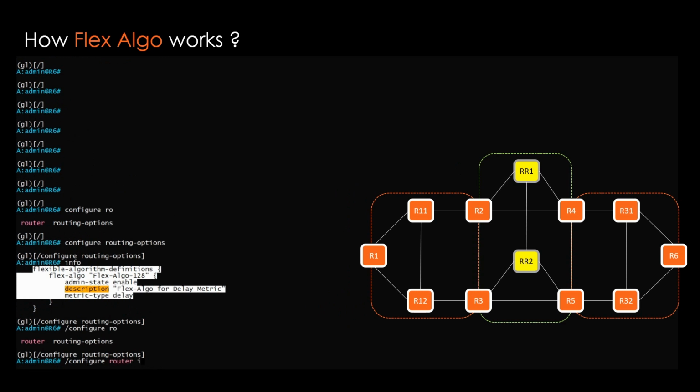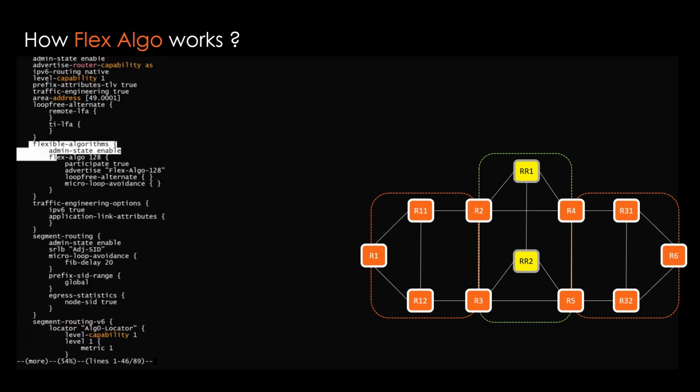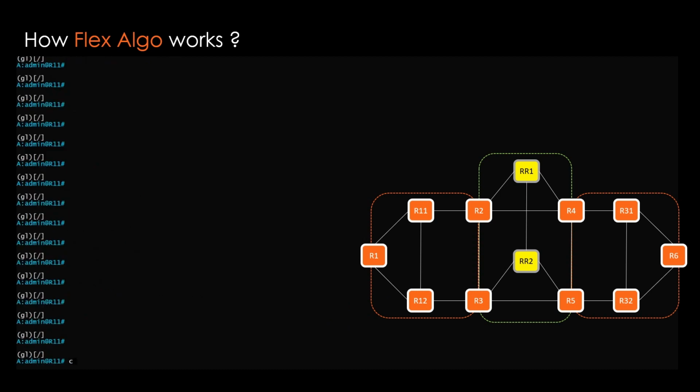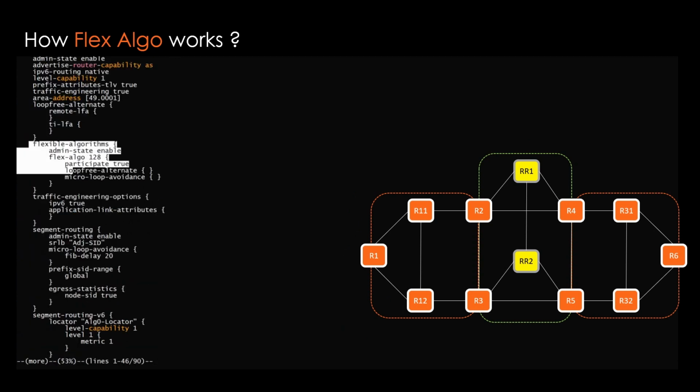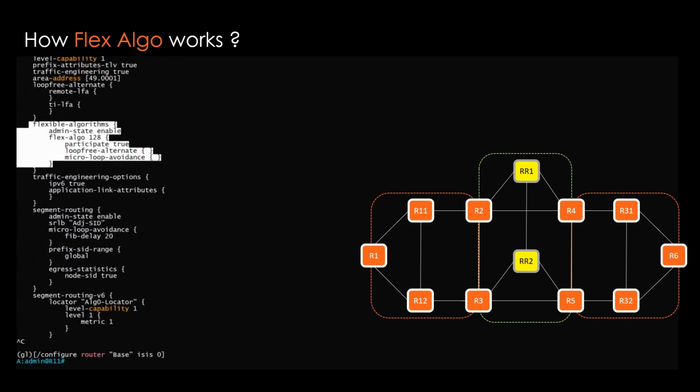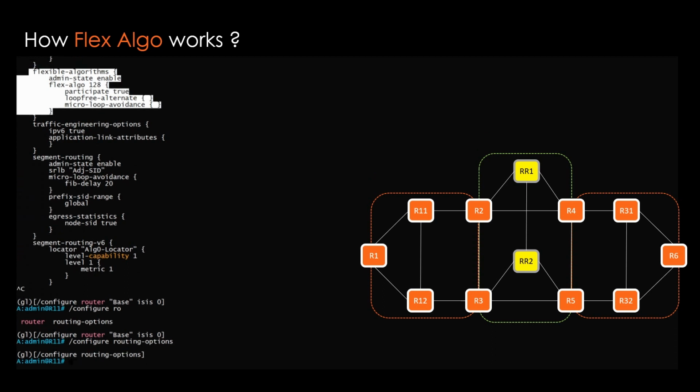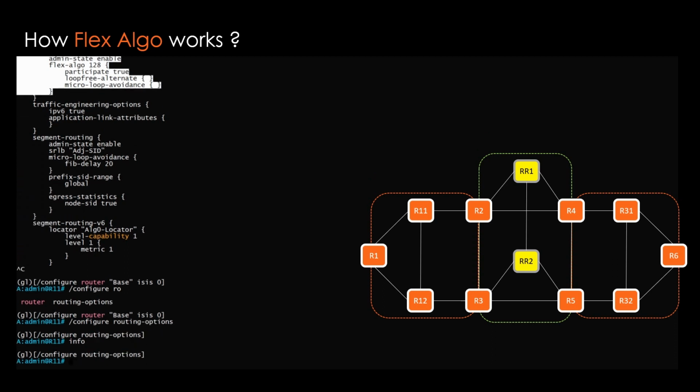So in R1 and R6 router ISIS, we need to enable Flex Algorithm with participate and advertise. In the P routers like R11, R12, the only thing we need to configure is Flex Algo participating. There is no need to define the metric as delay. Only on the ingress and the egress do we need to define the Flex Algo with the metric type delay. In the case of the P routers, we do not need to define anything.